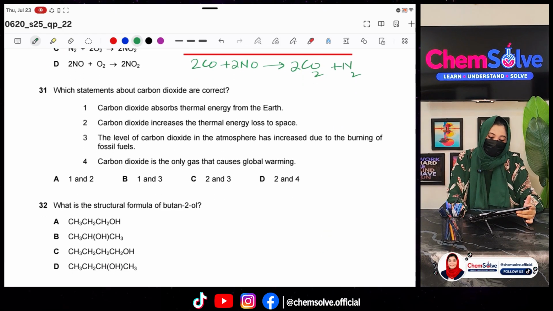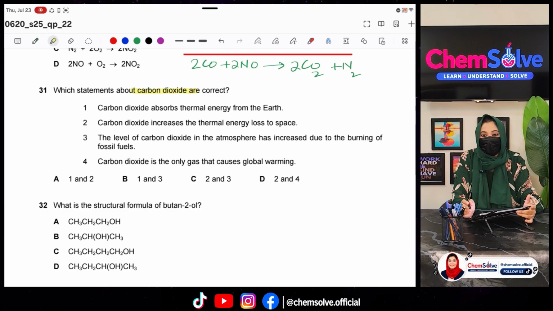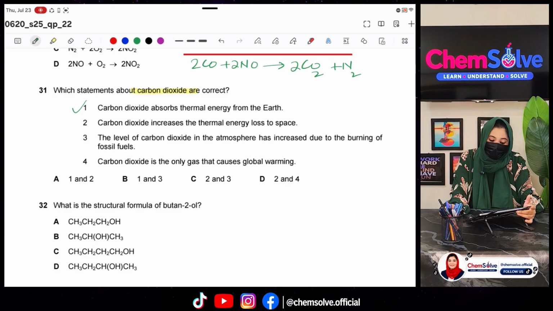Moving towards question number 31, which statements about carbon dioxide are correct? So carbon dioxide absorbs thermal energy from the earth. Yes, this statement is correct. Carbon dioxide increases the thermal energy lost to space. Actually, it absorbs the energy. It does not lose energy to space. If it did, then it would be a good thing, obviously, but it doesn't lose the energy to space. That's why global warming takes place.